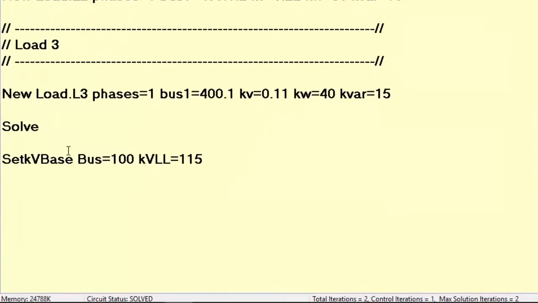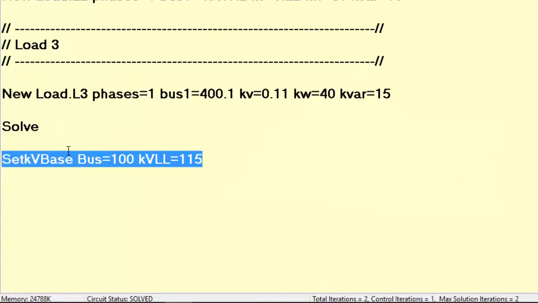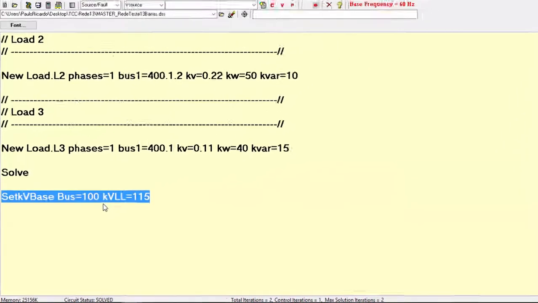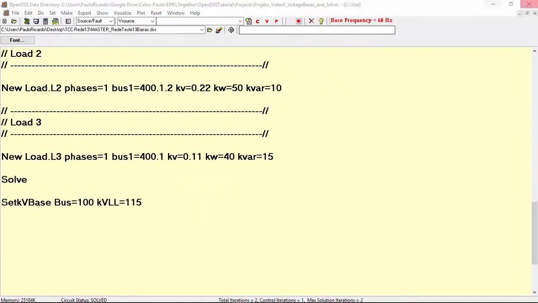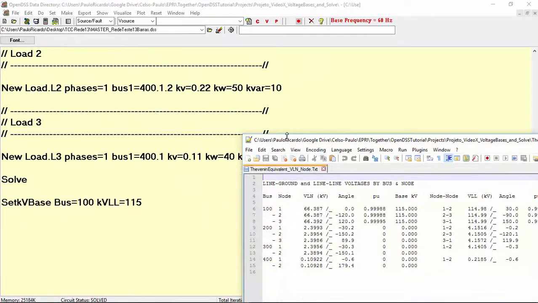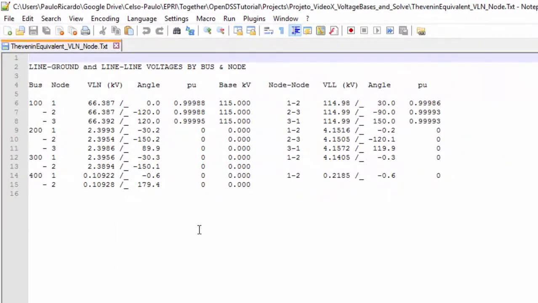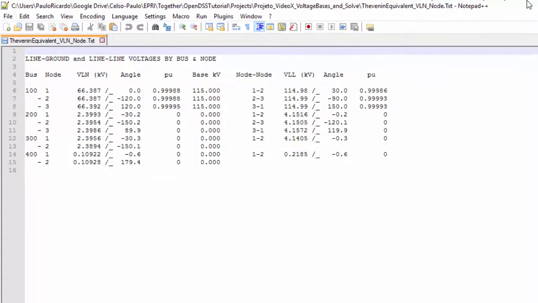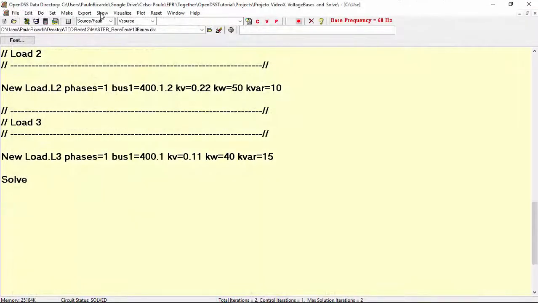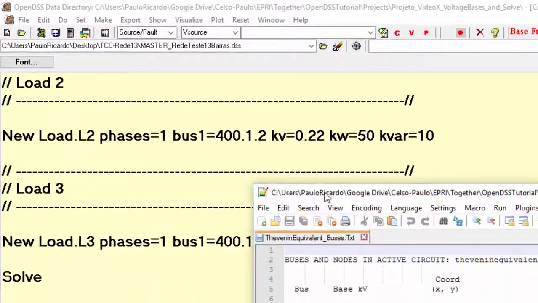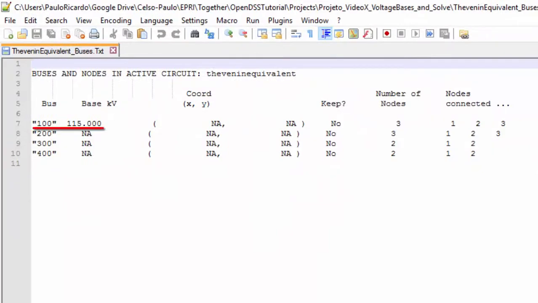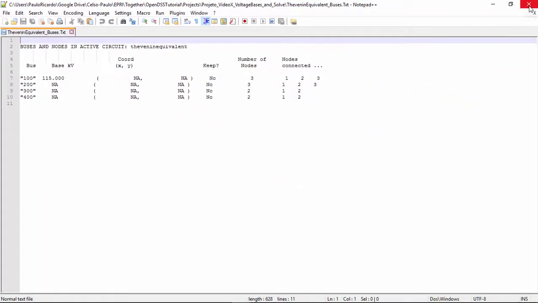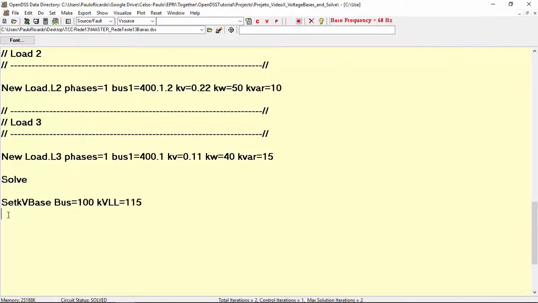As our circuit element has a line-to-line voltage equal to 115 kV, let's set the KVLL property for this bus equal to 115. By running this command line, we can verify that the column per unit in the voltage line neutral nodes report has been changed for the bus 100 with the per unit value that we just set. And what changed on the bus's report? Well, for the bus 100, the base kV property has been filled with 115 kV as we just set.